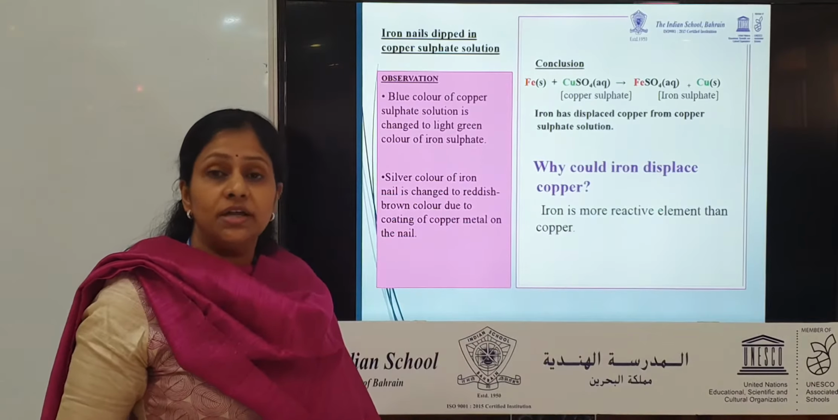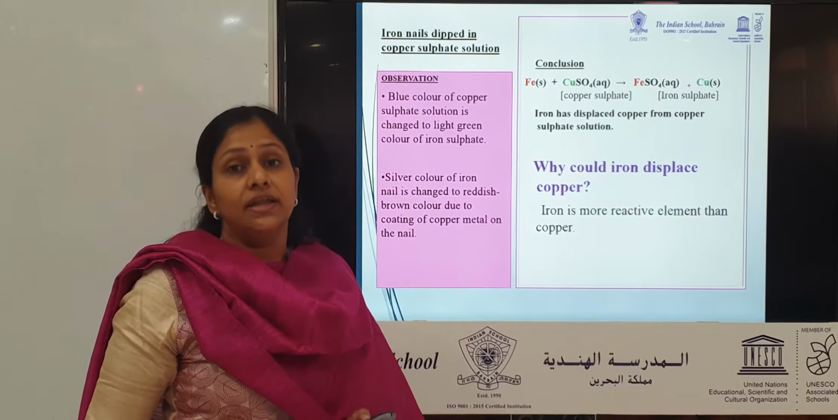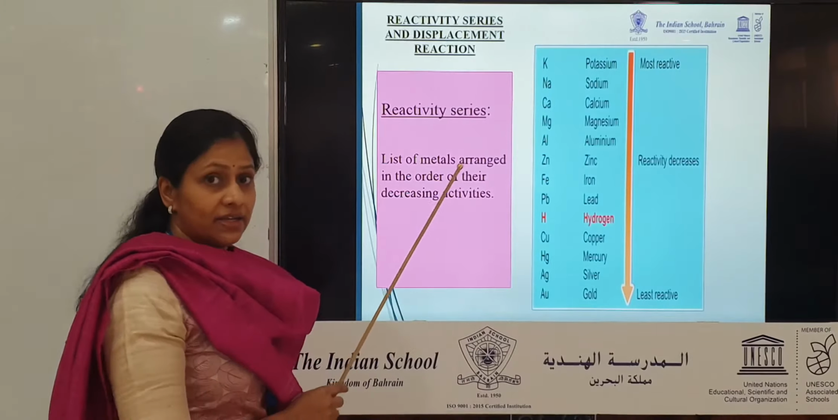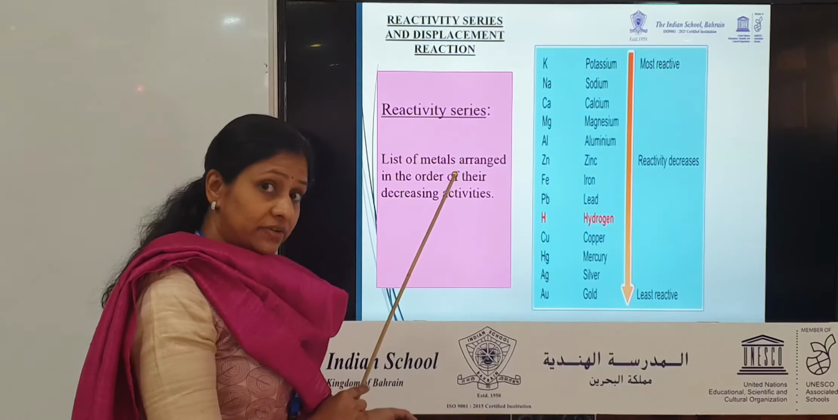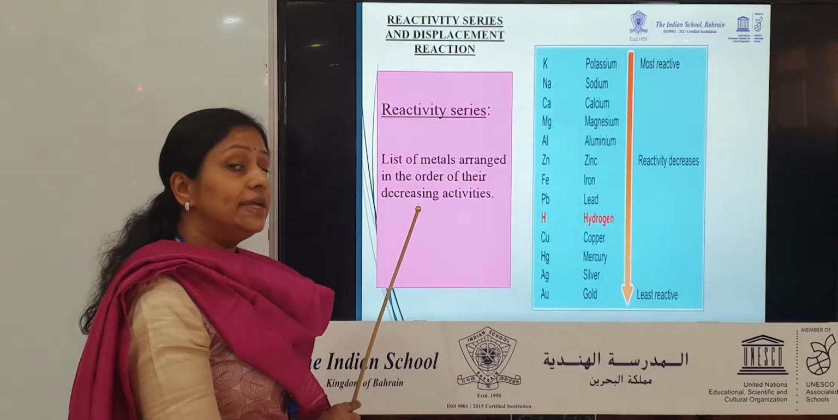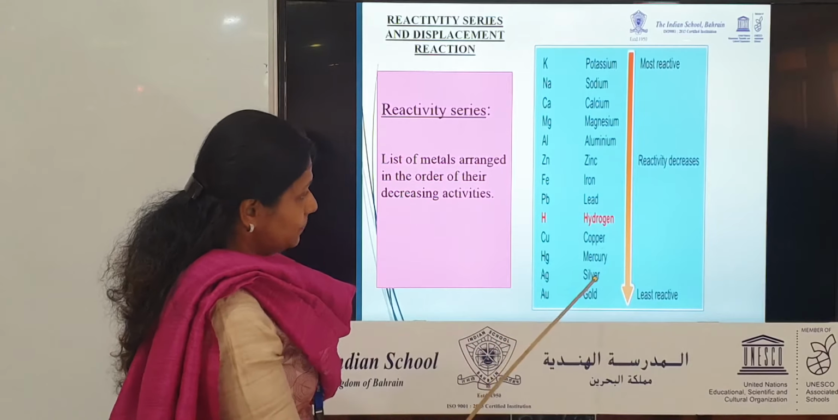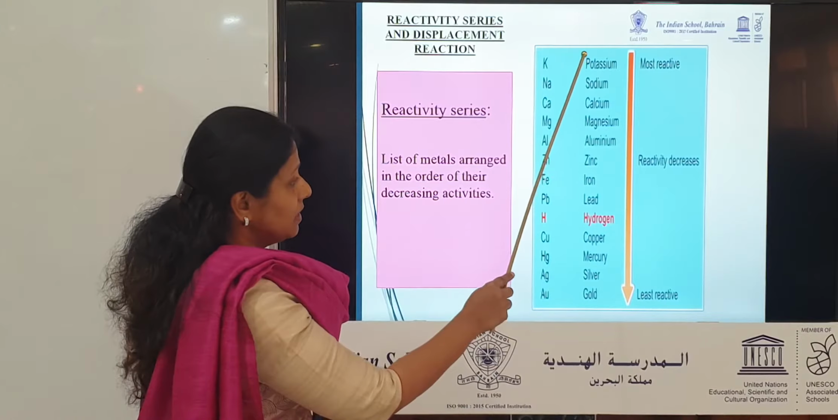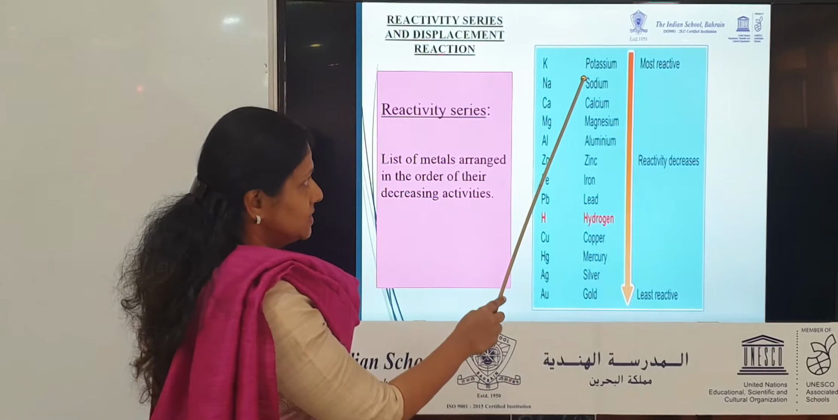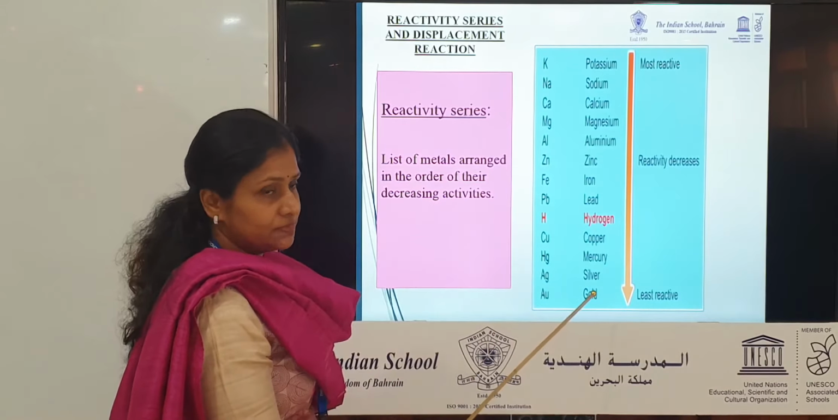So how do we know which metal is more reactive than the other? Here we can use the reactivity series. So this is the reactivity series. What does a reactivity series mean? It is a list of metals arranged in the order of their decreasing activity. You can see on the right hand side, here is the reactivity series. That is, metals are arranged in decreasing order of their reactivity, starting from potassium, sodium, calcium, it goes like that, and at the bottom you can see gold.